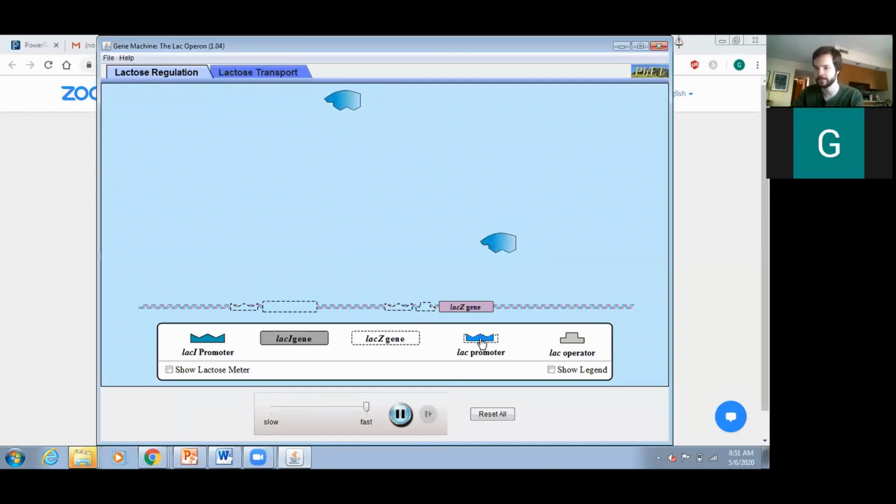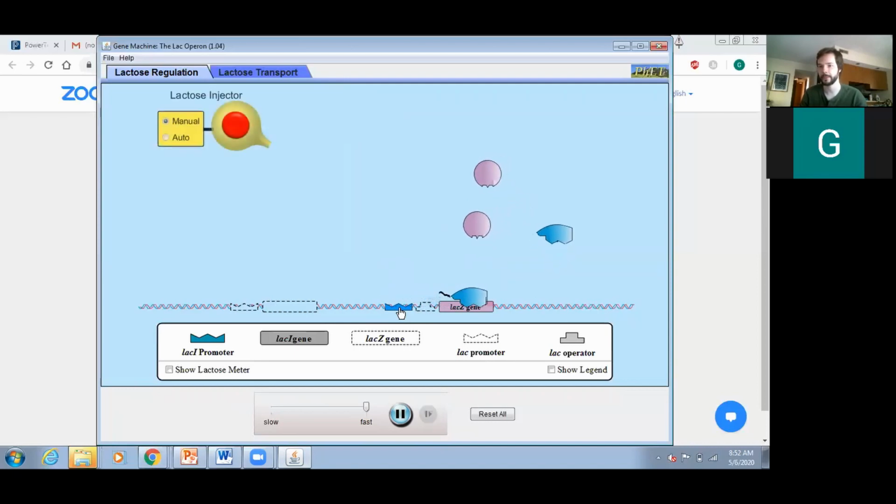You have to have a promoter. So we need our lac promoter. Now the ribosome can bind, it will now be able to read the LacZ gene, and it's going to produce our enzyme, which is lactase. You can see those floating around in the cell right now.